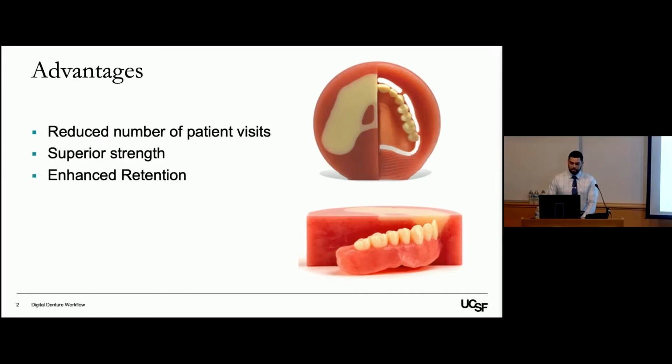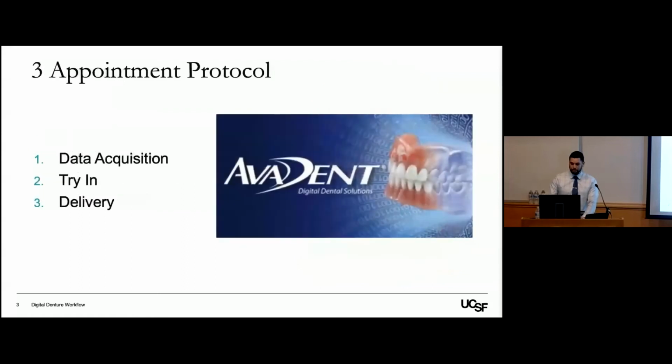Adaptation has been proven to be superior with milled dentures in a report published in the JPD by Dr. Brian Goodacre. In addition, in another paper published by Dr. Matthew Catadil in the JPD, he also found that digital dentures provide enhanced retention. Lastly is the advantage of reproducibility. If the patient were ever to need their dentures remade for whatever reason, the digital information can be accessed through the cloud. So I use the 3-appointment protocol to fabricate a set of digital dentures from Avident Digital Dental Solutions.